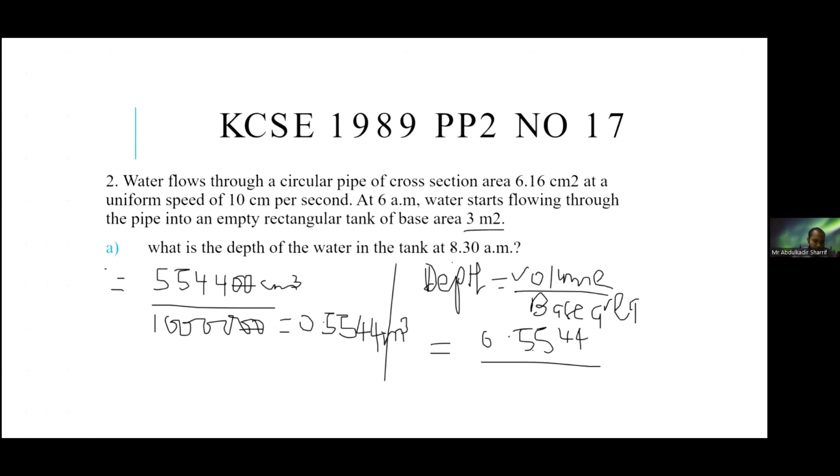You'll get 0.1848. 0.1848 what? Meters. That's the depth now. If you want to change it into centimeter, just multiply by 100. So the answer can either be 0.1848 meter, or it can be 18.48 centimeter. So I think I'm understood till there.